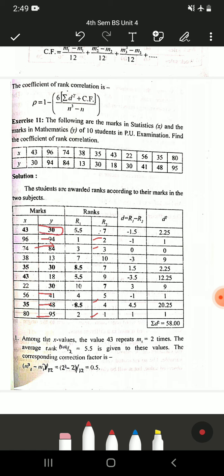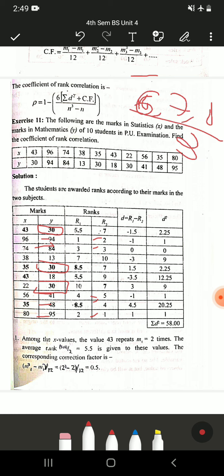So you can see 30 is repeated 3 times, and we have assigned the ranks till 5th. So the next 3 ranks will be 6, 7, 8 divided by how many students? We have to take the average. So it is 3. If there was another term, then it is 9 divided by 4. Because the value is repeated 3 times, in the denominator you have to take 3.